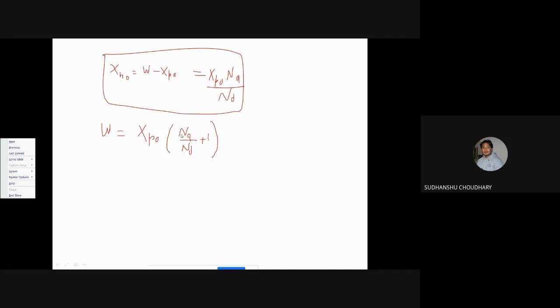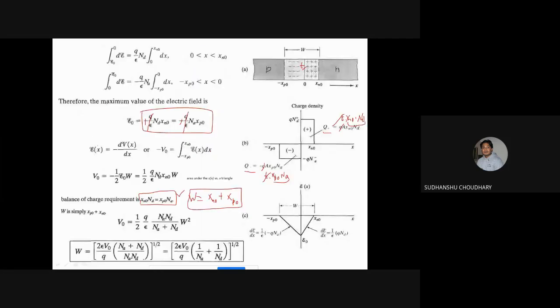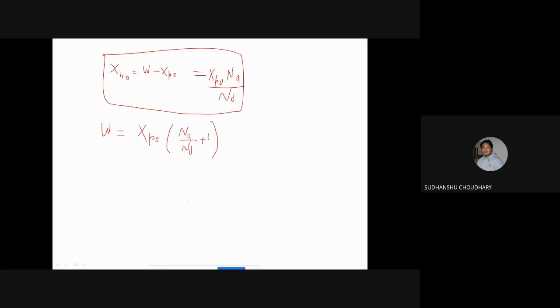Now Xp0 one can find maybe from here itself. Xp0 is Xn0 Nd by Na. Just a second. So what do we have here? W is Xp0 Na by Nd plus 1 into Xp0.